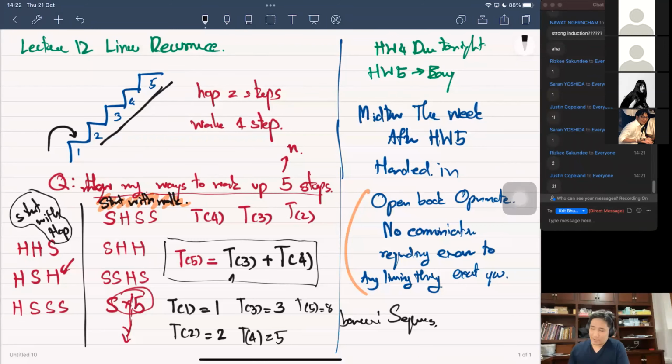Okay. So this kind of equation is called linear. Actually, let's get the full name: linear homogeneous recurrence.